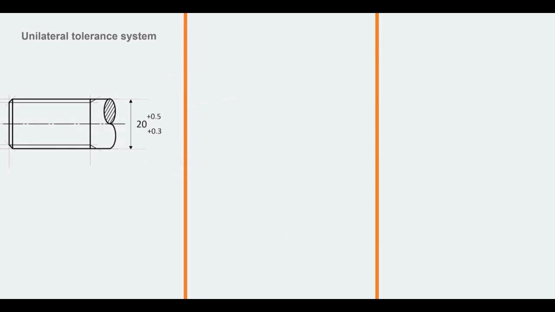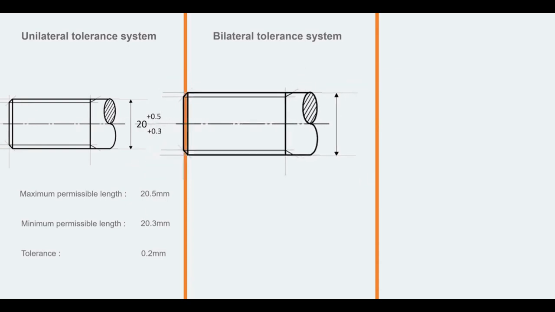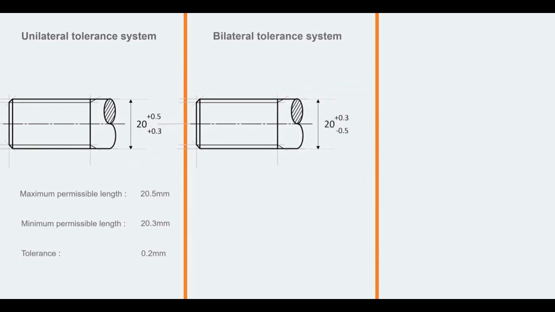For example, in this rod, the tolerance is given only in the positive direction, which is 20 plus 0.3 to plus 0.5 mm. We can say that the maximum and minimum permissible length of the rod is 20.5 and 20.3 mm respectively. In the bilateral dimension system, the tolerance is provided in both directions from the basic size. For example, in this rod, the tolerance is given in the positive direction as well as the negative direction, which is 20 plus 0.3 to minus 0.5 mm.